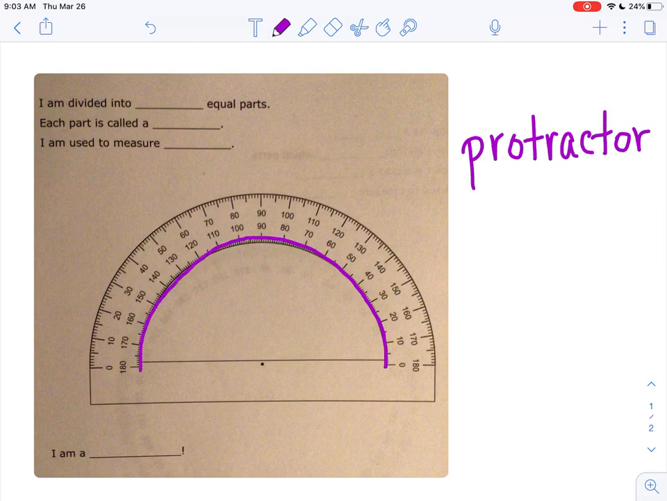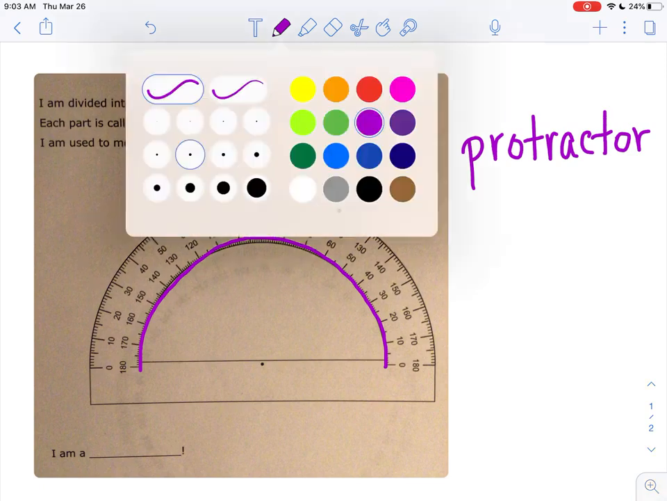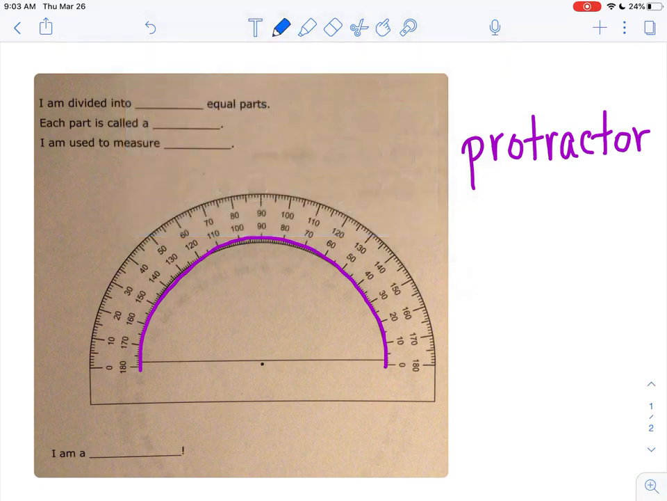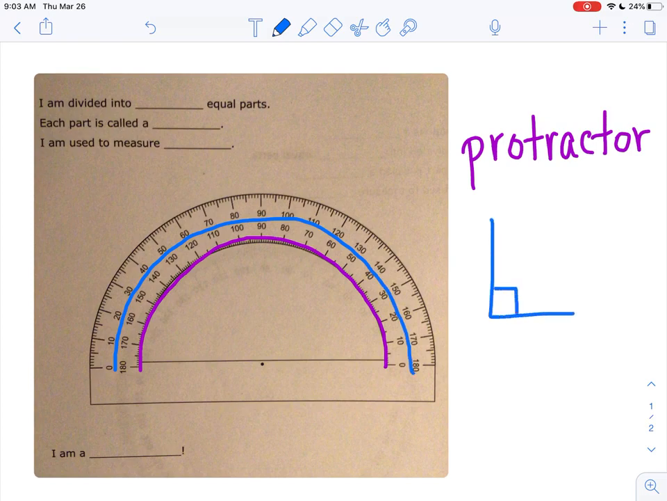Then we have another set of numbers. It does the same thing, but it's going in the opposite direction. So we start at 0, and it counts by tens, and it goes all the way to 180 degrees. Now, when I use that word degrees, remember when we talked about angles, and we said, for instance, a right angle, and we know that it's 90 degrees? That little symbol tells us degrees.